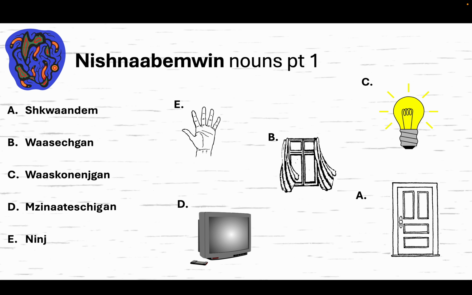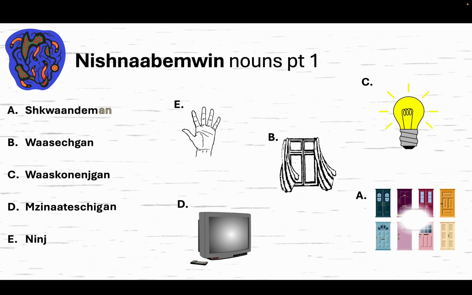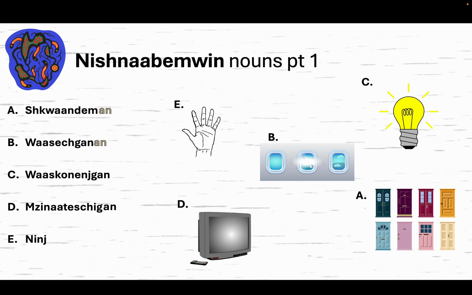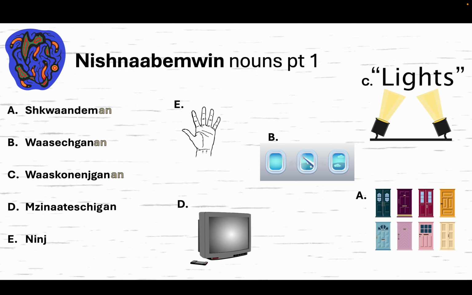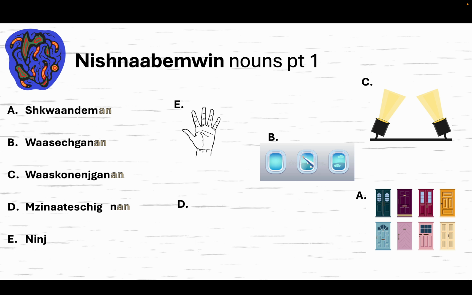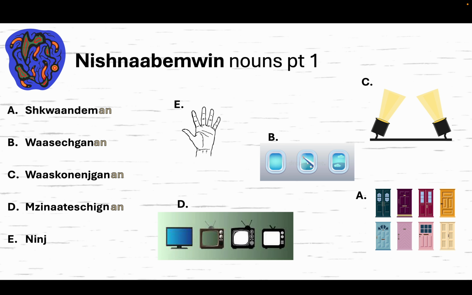So the plural of Shkwandam is Shkwandaman, doors. The plural of Wasechkan is Wasechganan, windows. The plural for Waskanenjkan is Waskanenjganan. The plural for Mzinateschigan is Mzinateschignan.